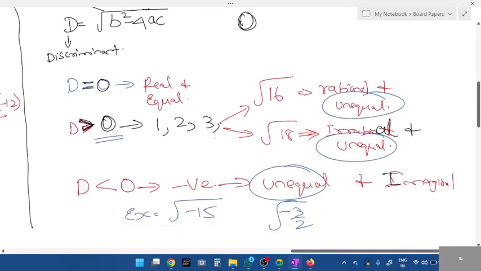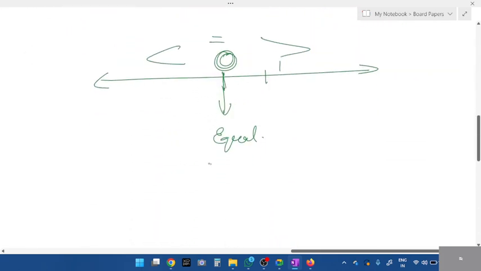For 0, what do you call, students? Real and equal. Anything which is negative, what do you call it? Imaginary. Is it equal to 0? Minus 1, do you think minus 1 is equal to 0? No, right? Imaginary and unequal.